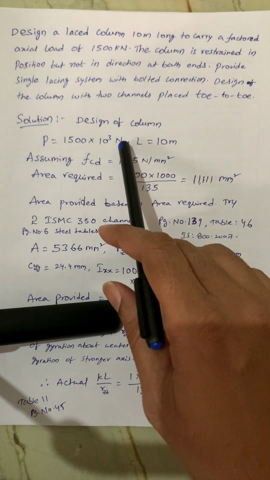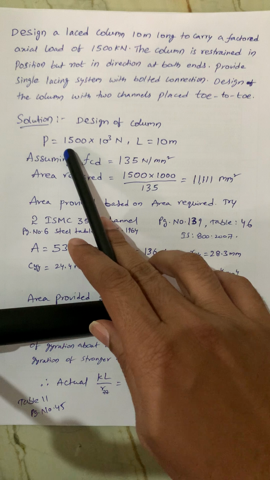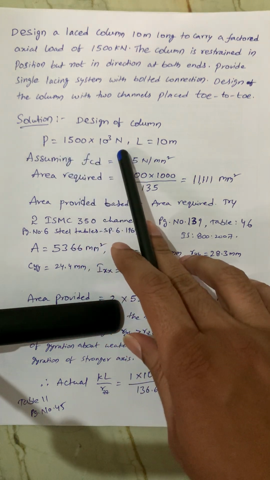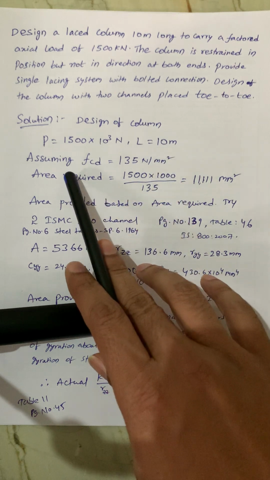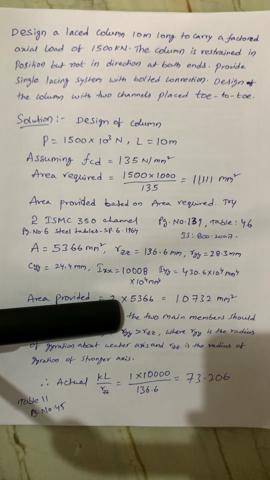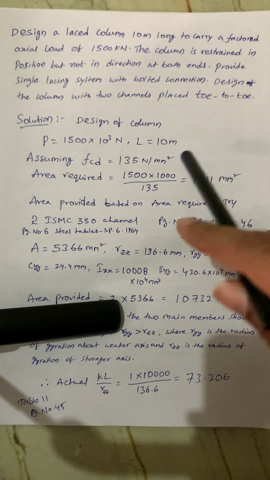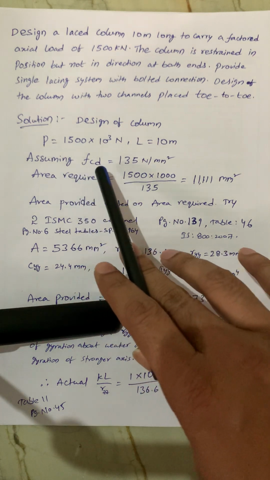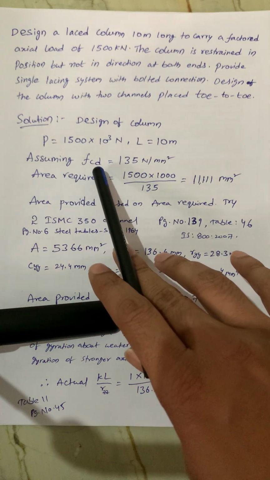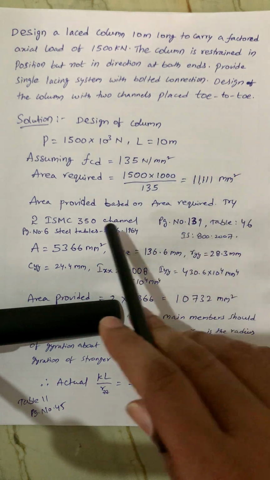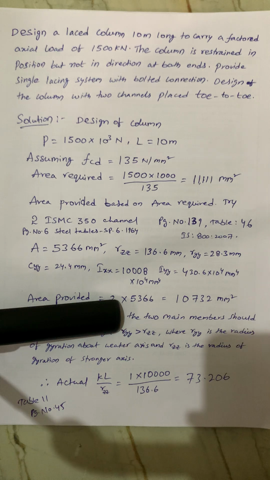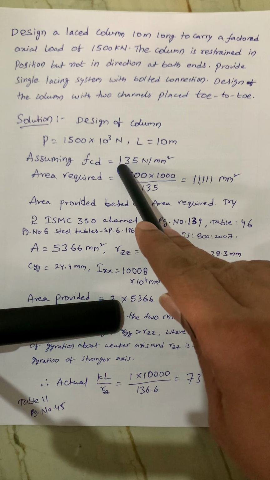So first we have to design the column. The load is 1500 kilonewtons; I converted this into newtons, and the length is 10 meters. This is a practical subject, so we mostly have to solve the problem by our assumptions. So assuming FCD, that is the design compressive strength, as 135 newton per mm square. First we have to choose which section is suitable, and for that we have to assume the FCD value.